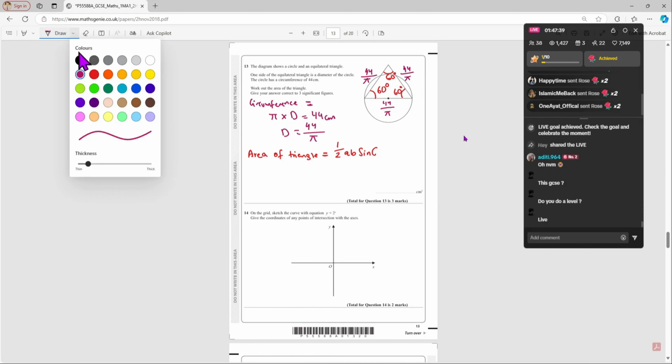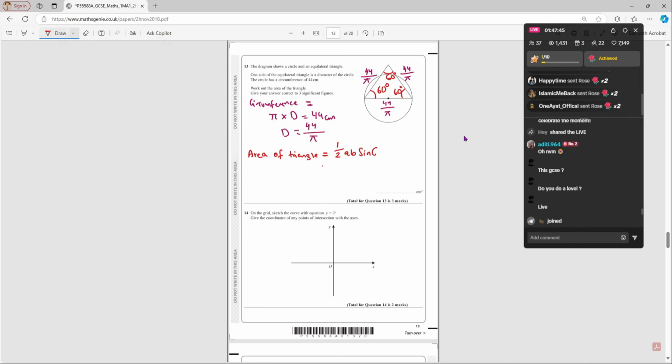And now we're going to put this into our formula. So we know that this is going to be equal to half. A is going to be our side, 44 over pi. Then B is going to be 44 over pi again, assuming that they are equal in length. And then it's going to be sine 60 degrees.